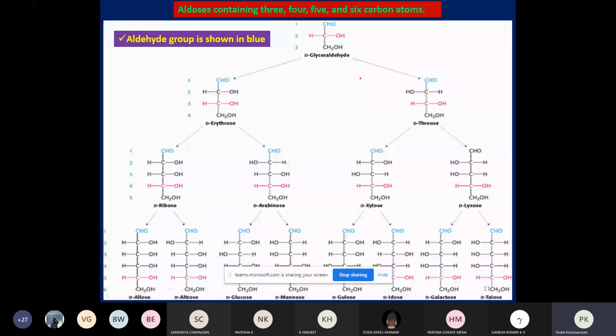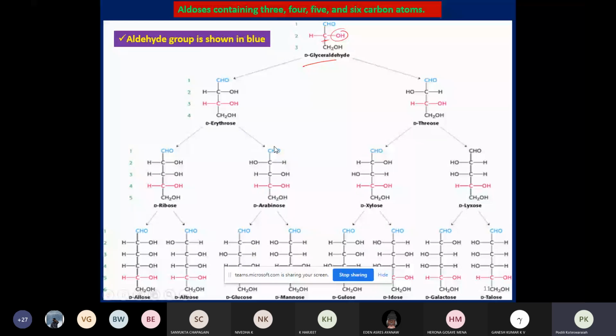And in the glyceraldehyde, if the hydroxyl group on the chiral center is present on the right side, then it is called D-glyceraldehyde. If it is present on the left side, it is called L-glyceraldehyde. The configuration of all the sugars is based on the D-glyceraldehyde configuration. You can also see here, if the sugar has the D-glyceraldehyde configuration on the penultimate carbon, or the last but one carbon, or the bottom stereocenter, it is known as the D sugar. If it has the hydroxyl group on the penultimate carbon on the left side, then they are known as the L sugars.